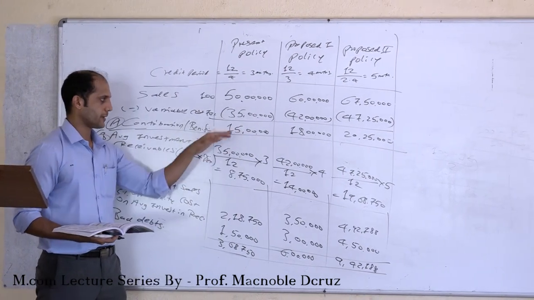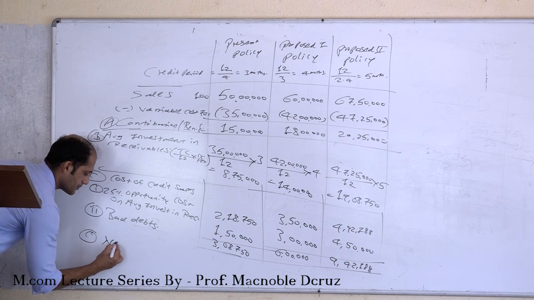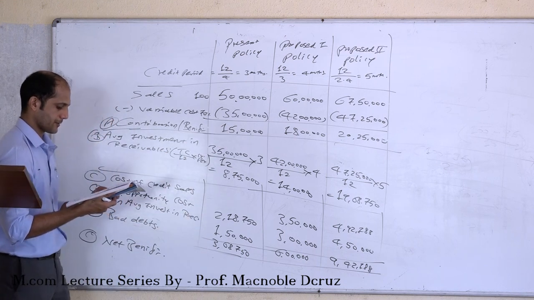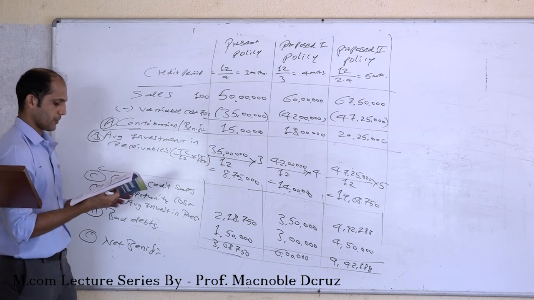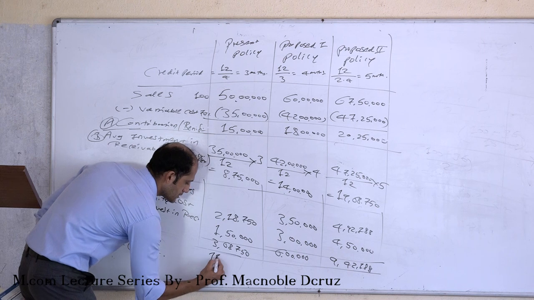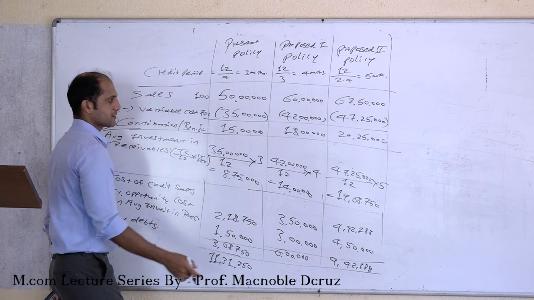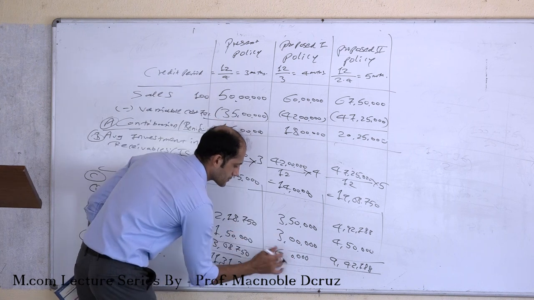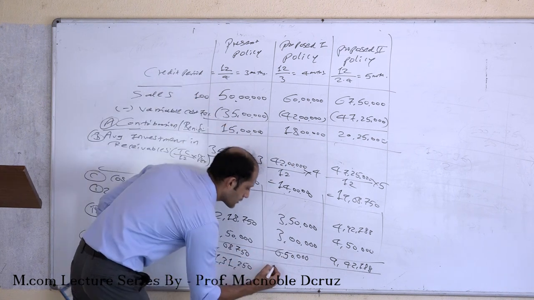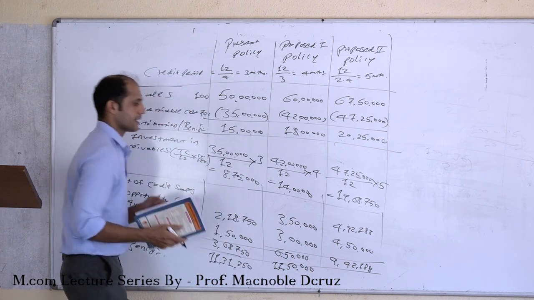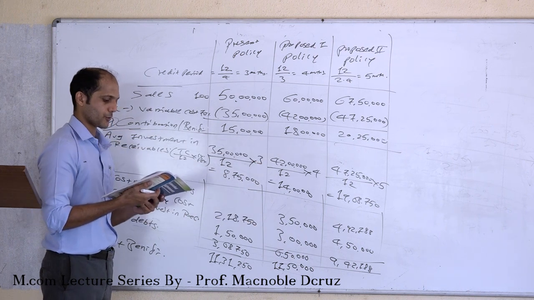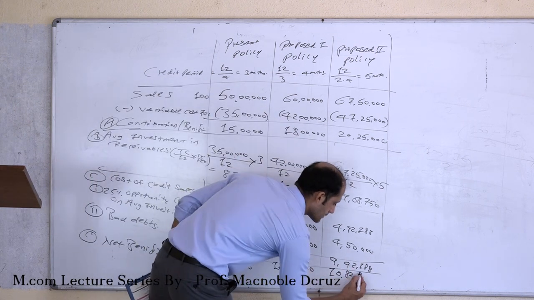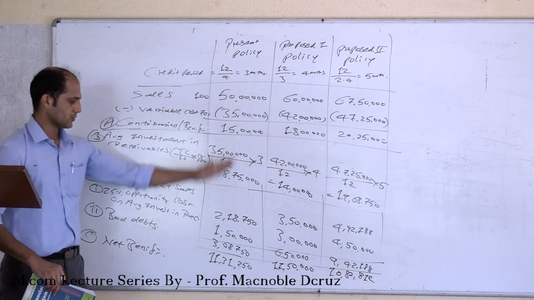This is not the real answer. We have to calculate the net benefit. So part C is net benefit. 15 lakhs minus 3,68,750. So we will get the value: 11,31,250. Now 18 lakhs minus 6,50,000 is equal to 11,50,000. And thereafter, 20,25,000 minus 9,42,180 is 10,82,820. Correct? So this is the net value.